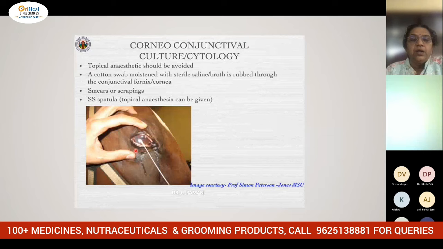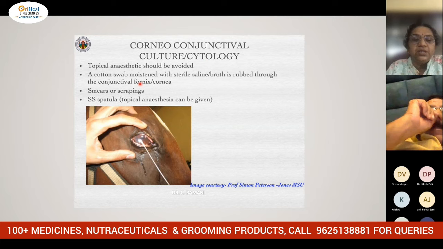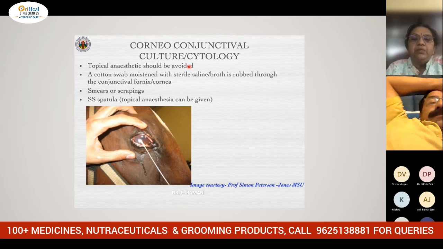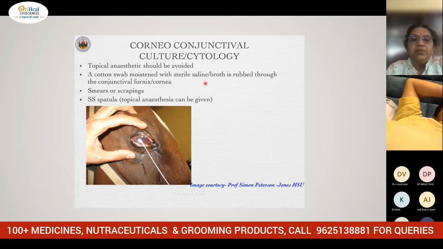Then the culture study. Culture is something very common in the case of equines. That is why you have a picture of a horse here. Topical anesthetics should be avoided. Whenever you do an antibiotic sensitivity test or any fungal test, you are not supposed to put any topical eye drops, thinking that the animal will cooperate more and then you can take a swab. Nothing like that. You will not get a good result. The presence of topical anesthetics will prevent the growth of the organisms in the dish, and then you will not get a good result.